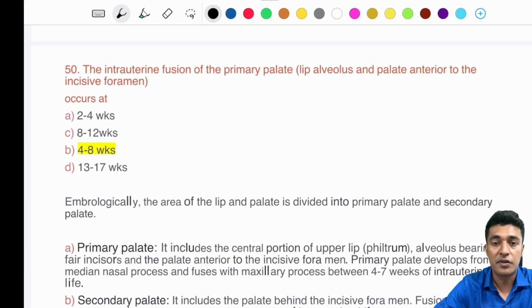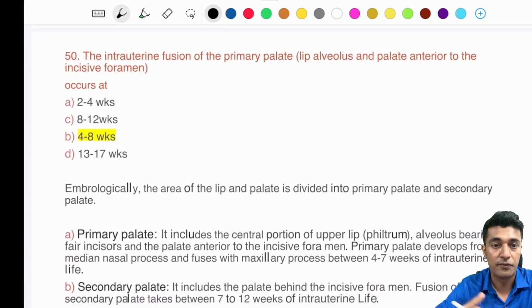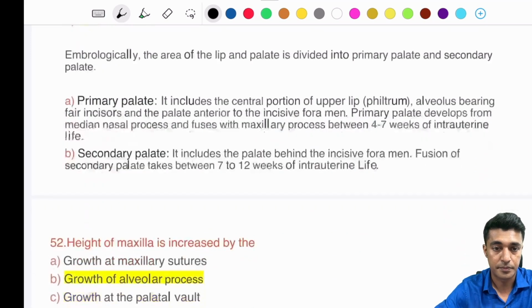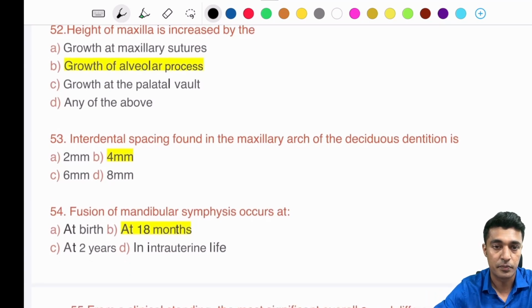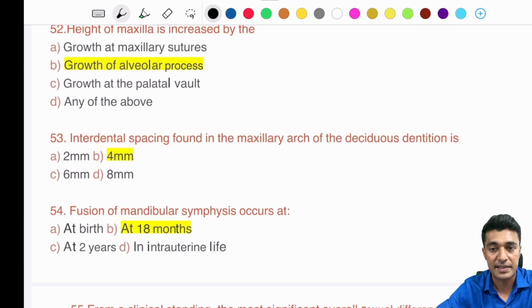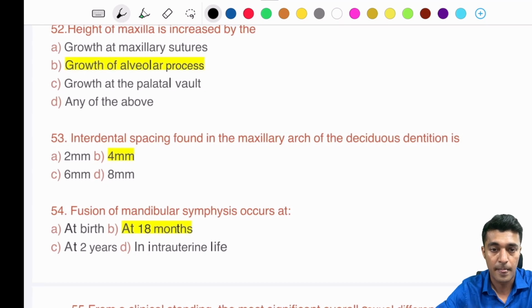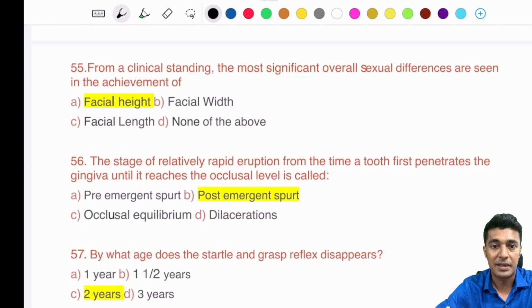The intrauterine fusion of the primary palate occurs at 4 to 8 weeks. The height of the maxilla is increased by the growth of the alveolar process. Interdental spacing found in the maxillary arch of the deciduous dentition is 4 mm. Fusion of mandibular symphysis occurs at 18 months. From a clinical standpoint, the most significant overall sexual difference is seen in the achievement of facial height. The stage of relatively rapid eruption from the time a tooth first penetrates the gingiva until it reaches the occlusal level is called the post-emergent spurt.